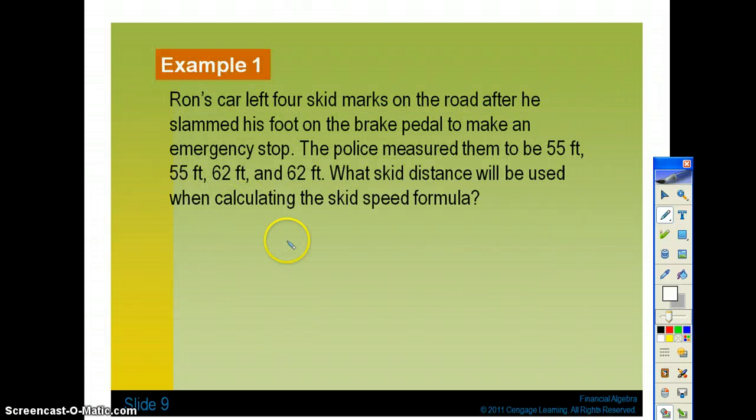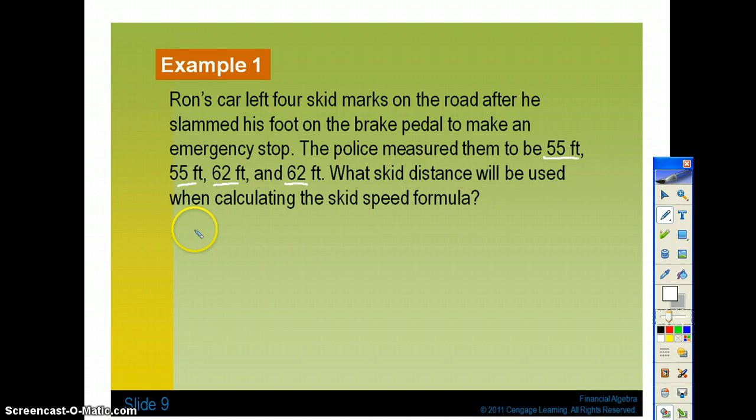All right, let's look at a few examples. So go ahead and take a second to read it. You may need to pause your screen. All right, so in this example, when they measured the skid marks, they noticed that there were 4 different lengths. Well, actually 2 were the same, and then the other 2 were the same, but we have 55, 55, 62, and 62. So if you recall from the definition of skid mark, when we do this, because there's 4, we're going to take the average of them. If there's 2, 3, or 4 skid marks, we'll take the average if they're different lengths. If there's only 1, that's what an accident reconstructionist would use for the length.